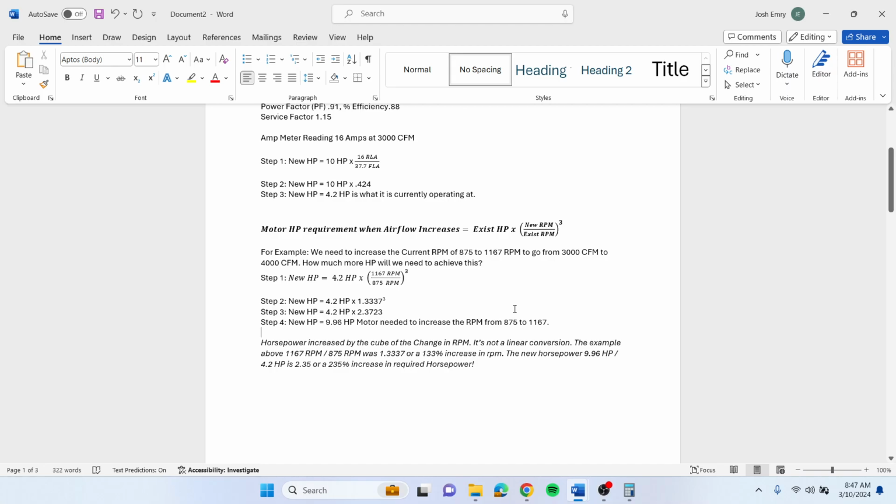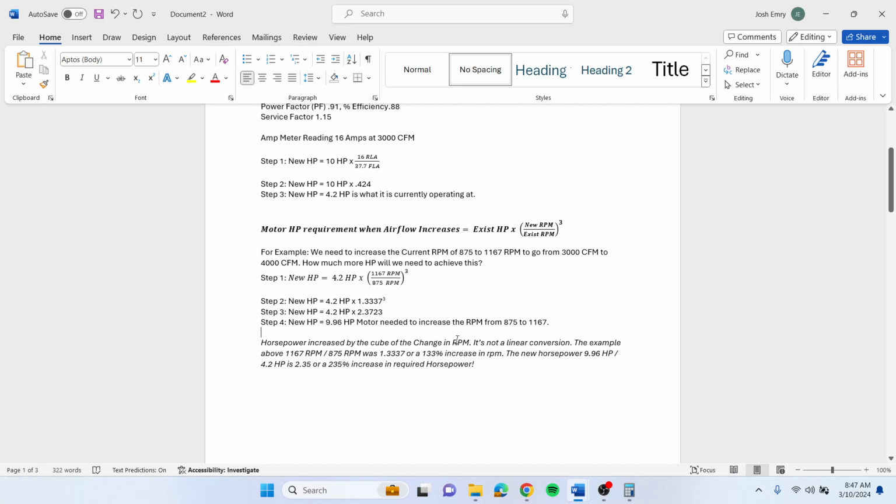But one thing to keep in mind is if you look at when we increased our RPM from 875 to 1167, so if you divide 1167 by 875, it ends up being 1.337, or it's a 133% increase in RPM. But look at the horsepower. So the new horsepower needed is 9.96 divided by 4.2. So this ends up being 2.35, or 235% increase in required horsepower.